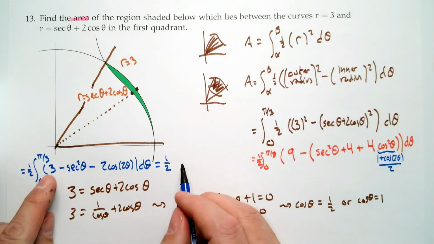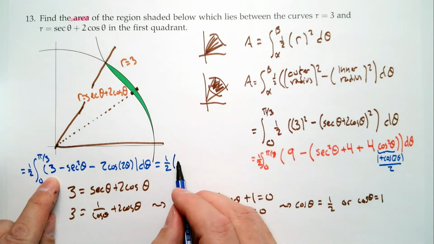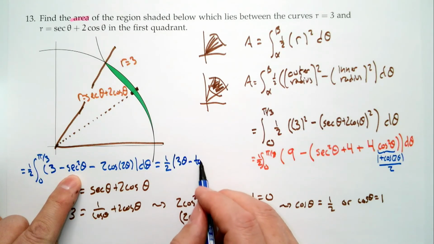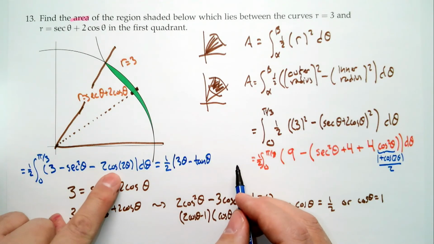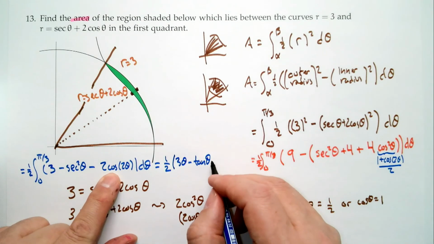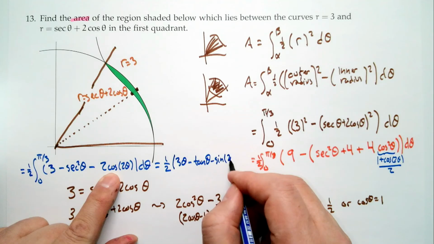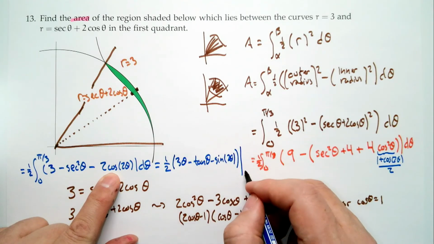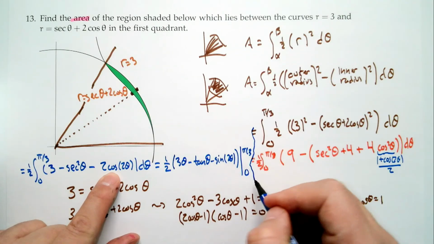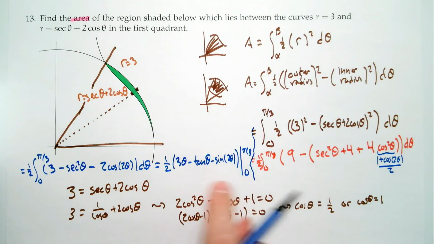1/2 integral of 3, 3 theta. Integral of secant squared, tangent. Integral of 2 cosine 2 theta, sine 2 theta. Evaluate that from 0 to pi over 3. Okay. The nice thing is when you plug in 0, all these terms become 0. Tangent of 0 is 0. Sine of 0 is 0. So that's good news. So we need to plug in pi over 3.